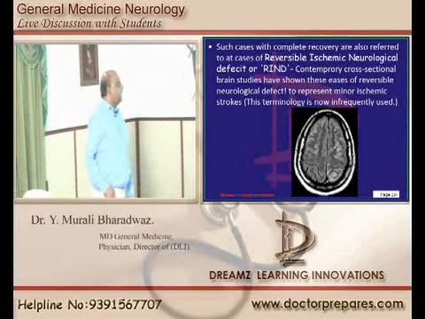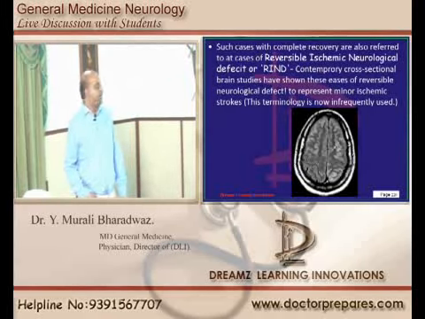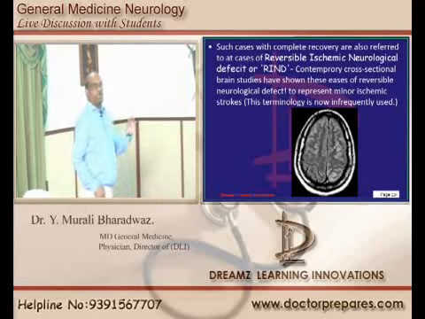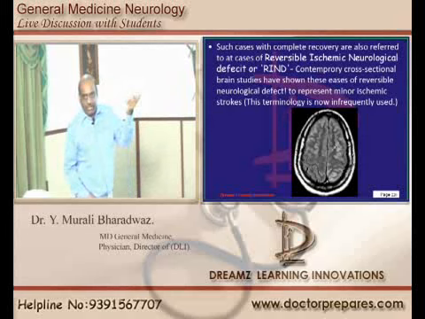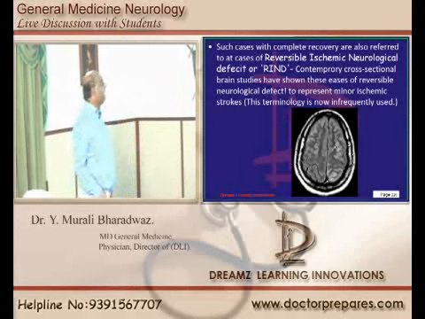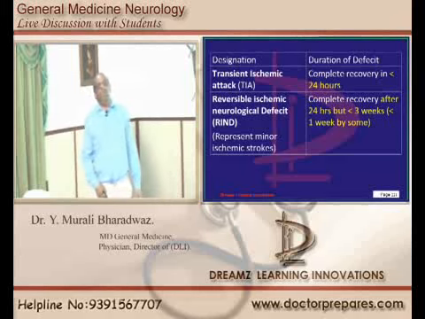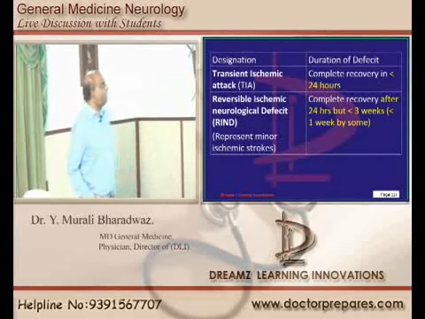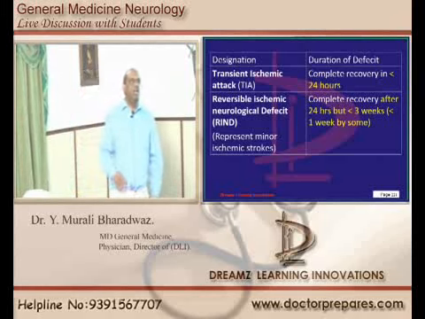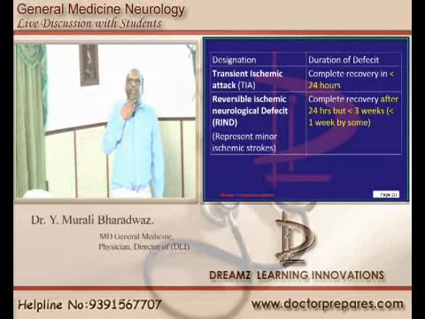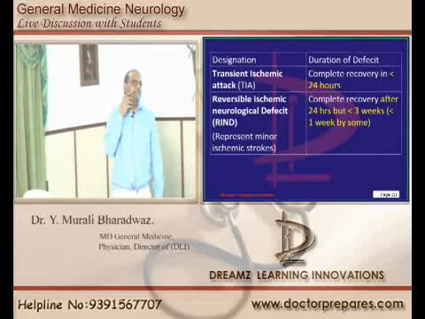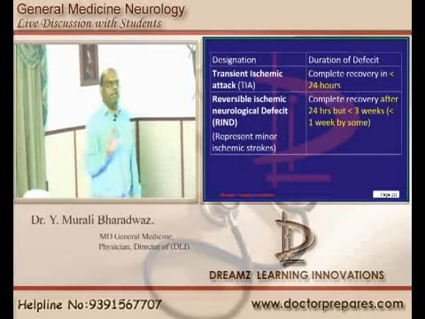And there is an entity called RIND, reversible ischemic neurological deficit. You know TIA, transient ischemic attack, stroke, and there is one more thing called RIND. So transient ischemic attack, when do you call it as? If there is a complete recovery in less than 24 hours. Patient will say, doctor, I am having a little difficulty in swallowing fluids and my words are mumbling, but after 2 to 6 hours it became fine.